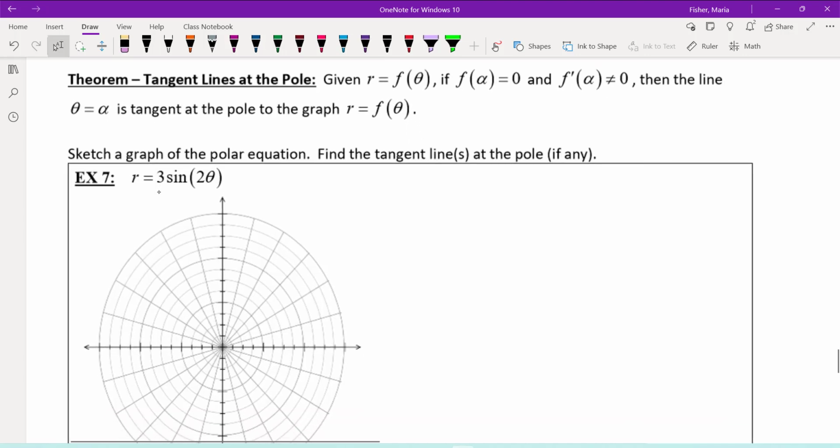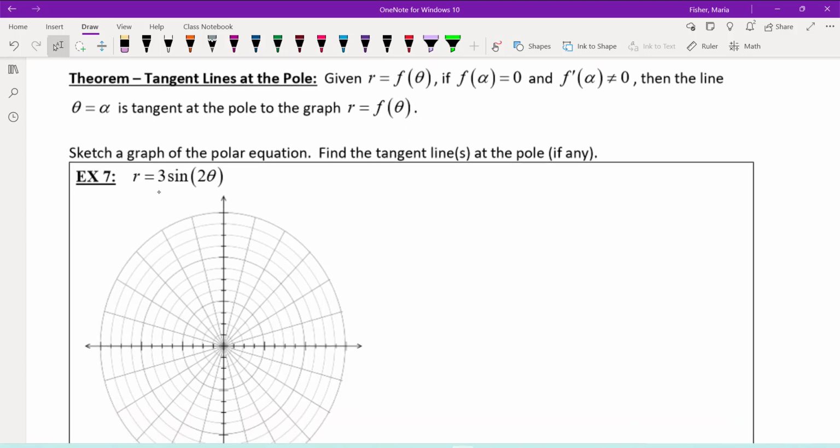So before we start graphing, we want to talk about tangents at the pole. And once we're done talking about tangents at the pole, we're going to look at graphing example 7 and finding its tangents at the pole, and then graphing example 8.